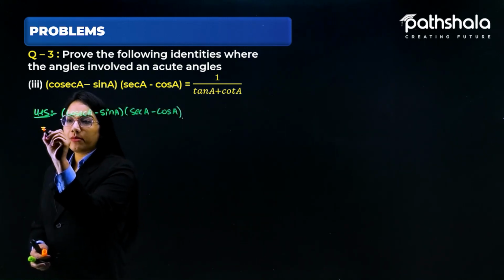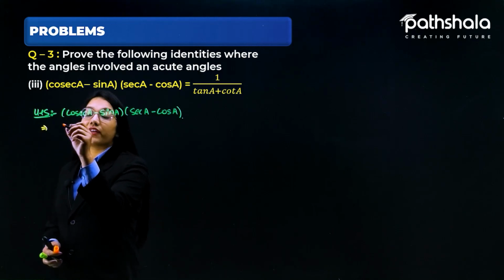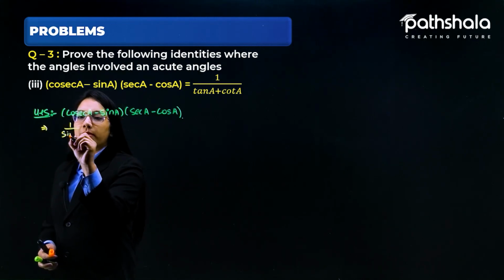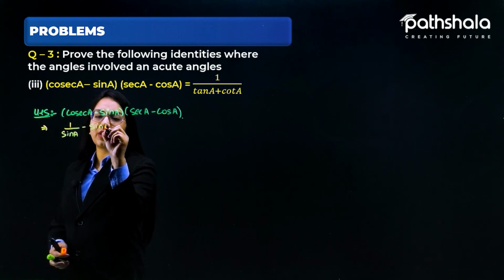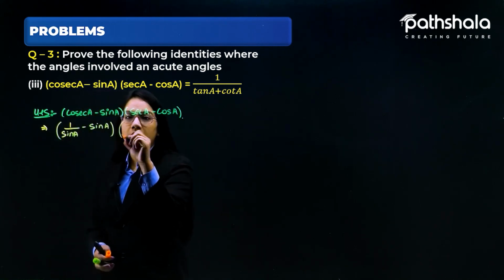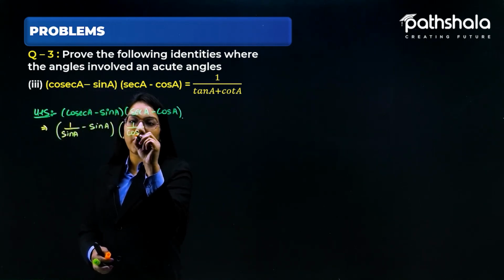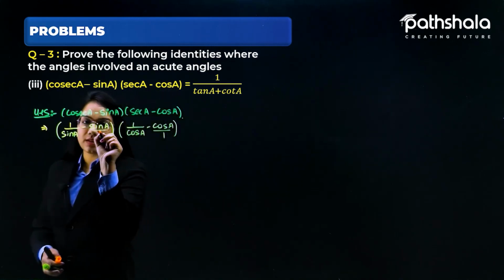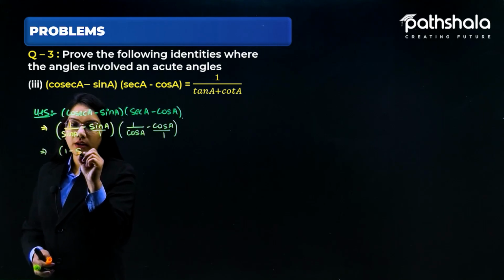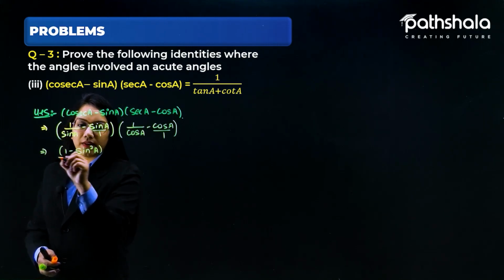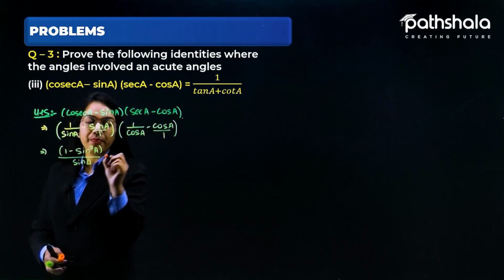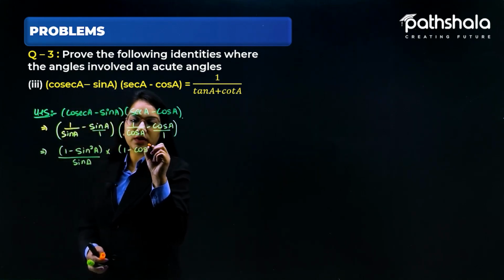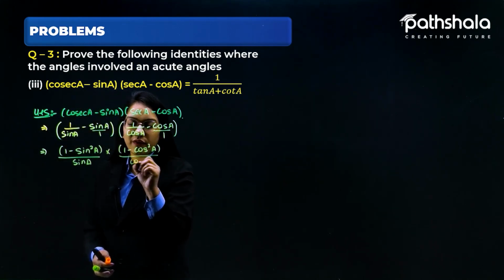We know that cosec A is written as 1 by sin A, minus sin A. Further, we know sec A is nothing but 1 by cos A, minus cos A. Let's take the LCM of this. So this would be (1 minus sin square A) divided by sin A, into (1 minus cos square A) divided by cos A.